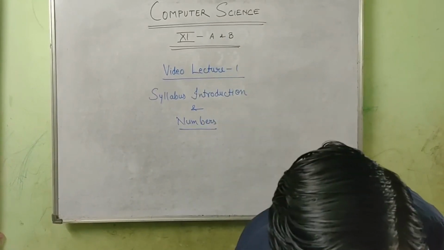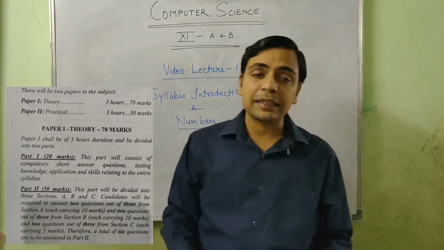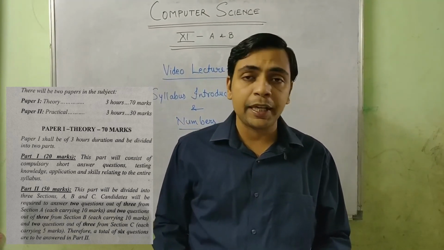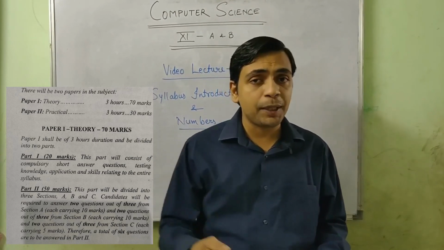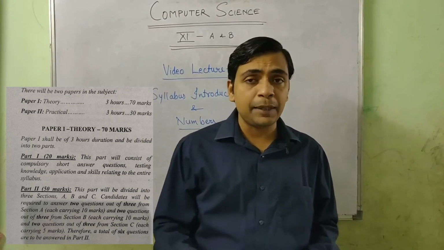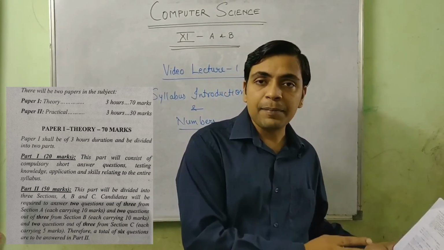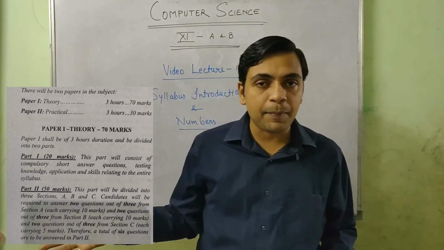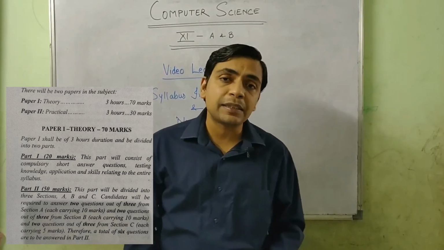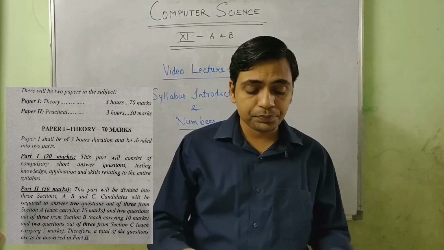You can see on your screen, your whole paper of 100 marks is divided into two parts, or two papers, where the first paper would be a theory paper of 70 marks and the second paper would be a practical paper of 30 marks. We will discuss the practical paper later on. In this 70 marks paper, what are the various topics that you are going to study in this whole session?